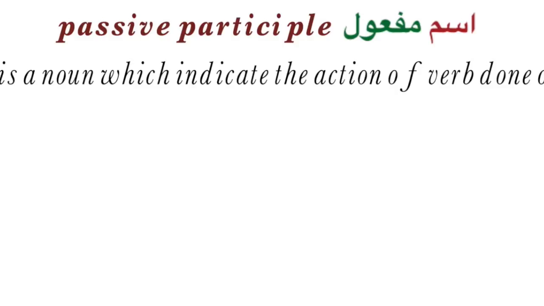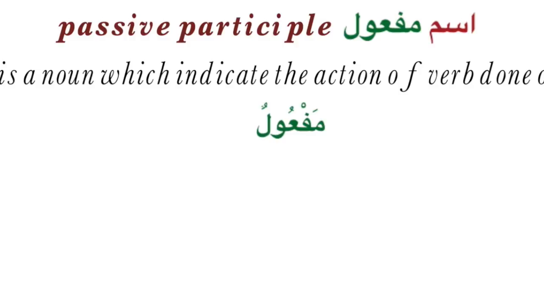Let's give some examples, inshaAllah. It is a noun which indicates the action of the verb which is done on something. If you want to describe it, it is the noun which tells us that the action has been taken upon. So it's called maf'ul. And what's the pattern of ism maf'ul? It's very easy, it is maf'ulun.